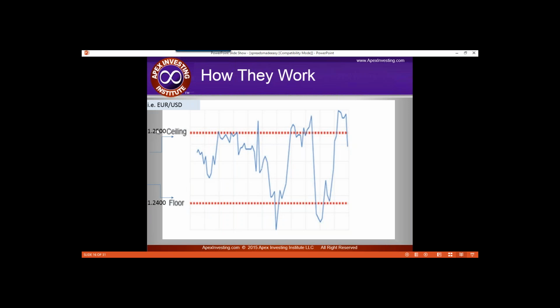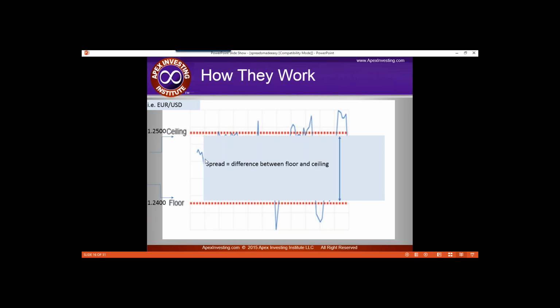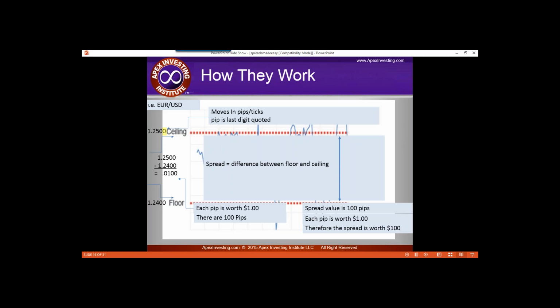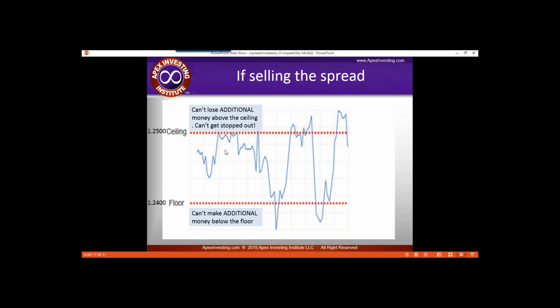The ceiling is 1.2500. So the spread is the difference between the floor and the ceiling. All right, so the ceiling is 2500, the floor is 2400. This is a 100 pip or tick, whatever you want to call it, the last digit quoted, 100 pip wide spread. And it moves in pips or ticks. Like I said, the last digit quoted. Each pip is worth $1, and there are 100 pips. Okay, so we've got a floor and a ceiling, and the market is somewhere in between this floor and ceiling, for example.